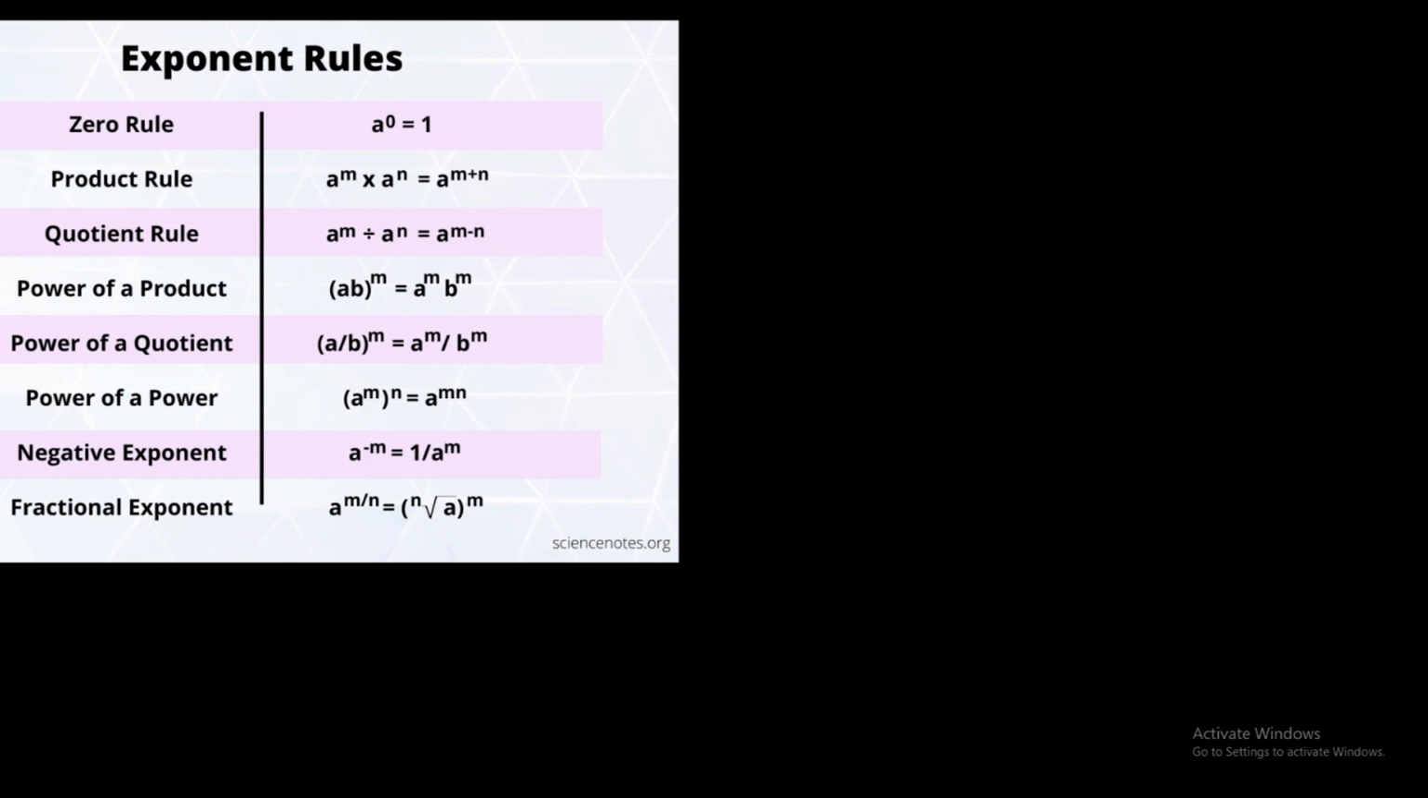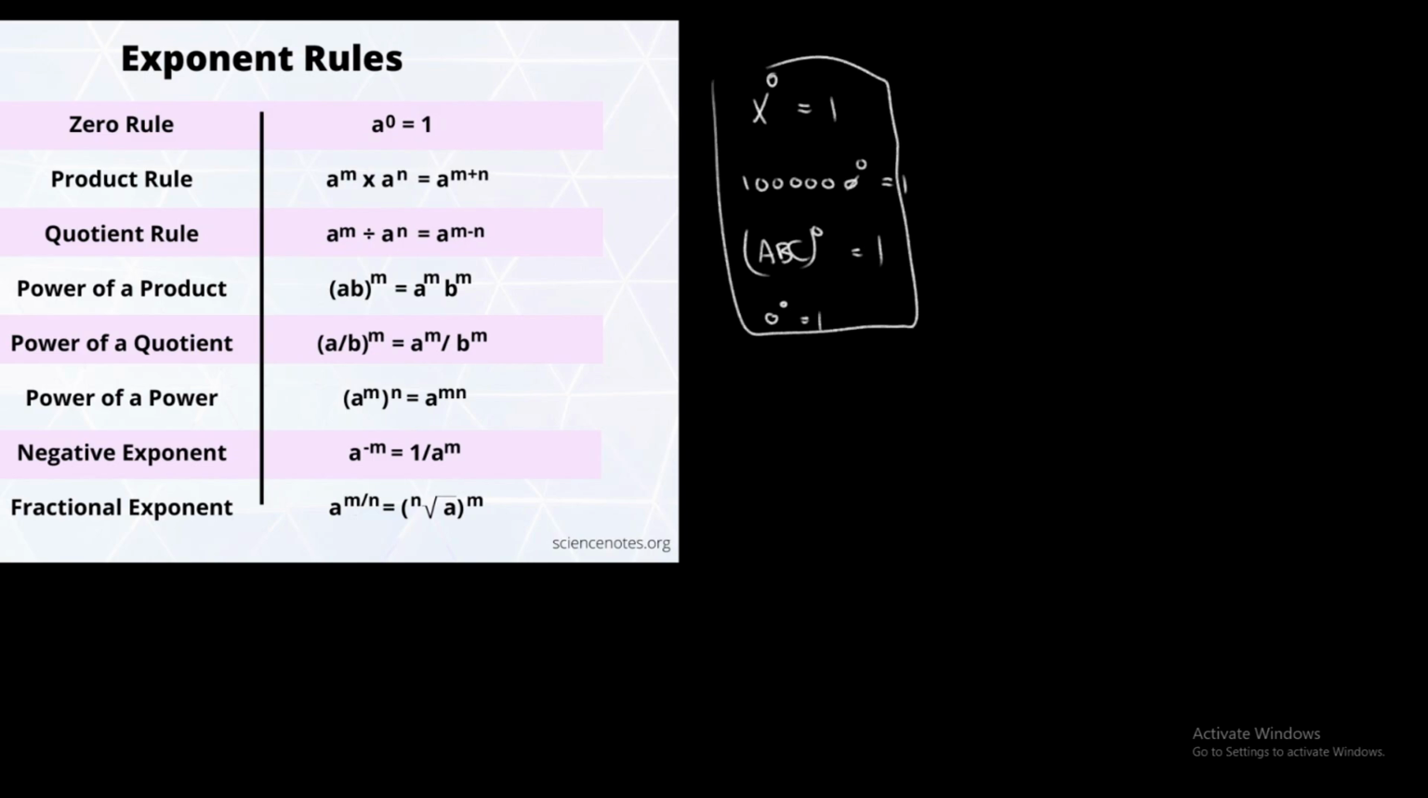Okay, first things first. Let's keep it easy. The zero rule: anything to the power of 0 is equal to 1. So 1 million to the power of 0 is equal to 1. a, b, c to the power of 0 is equal to 1. And even 0 to the power of 0 is equal to 1. Very simple. Anything to the power of 0 is equal to 1.